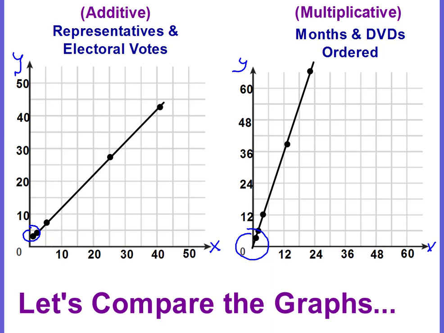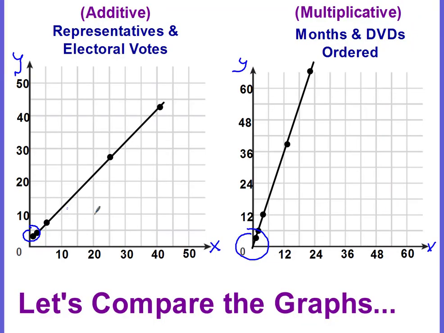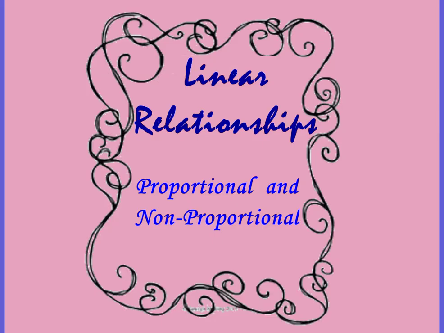And that's really important to note. If a graph is multiplicative, it will go through the origin. You can look at the graph and automatically tell if it's additive or multiplicative by whether or not the line goes through the origin. Okay, now let's talk about proportional and non-proportional because it kind of goes hand in hand.